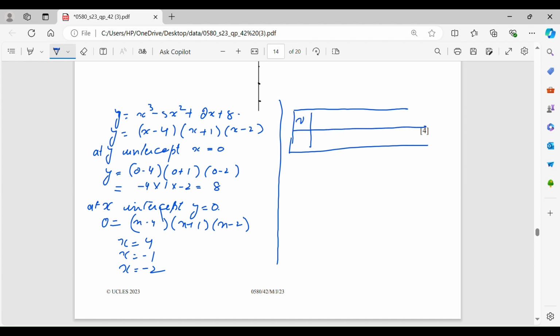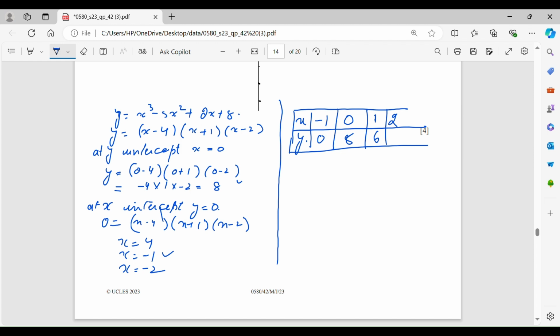Here we will take the x and here we will take the y. Let's start with minus 1. When x is minus 1, y will be 0, right? This is the x-intercept. When x is 0, y will be 8, right? This one. When x is 1, y will be 6. We can calculate it at 1, right? When x is 2, y will be 0. This one.